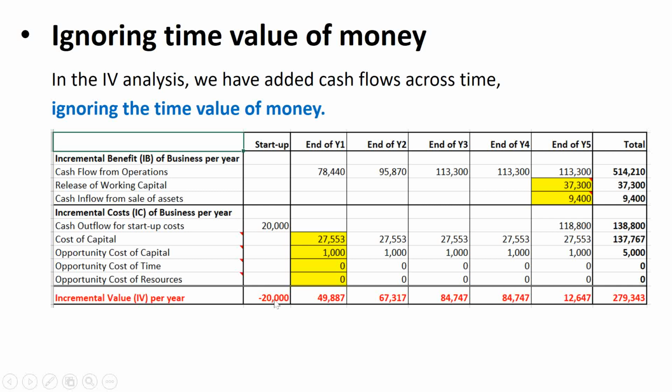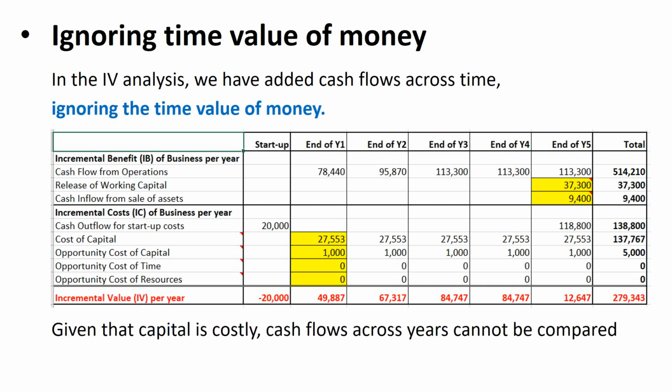And then we said, okay, so first year 20,000 is leaving, second year your net cash flow you are making is this, and we just added everything. Then we said 279,343. Well, the problem is, if there is cost of capital, cash flows across years cannot be compared at the face value. That is, currently when we add everything like this, we are treating this 113,300 as the same as this.